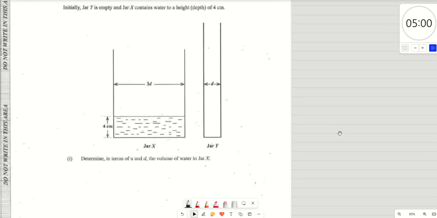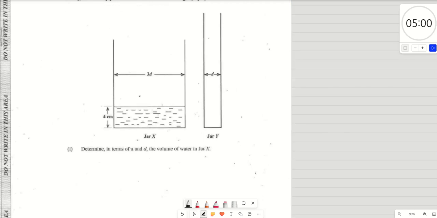Okay, so this question asks you to find the volume of water in jar X. First of all, what is this shape? The shape is a cylinder. What is the volume of a cylinder? So let's put this in red. Volume of a cylinder is equal to area times height. And what is area? Area is your base, and your base in a cylinder is a circle. So what is the area of a circle? That is pi r squared. So this would be pi r squared times height.